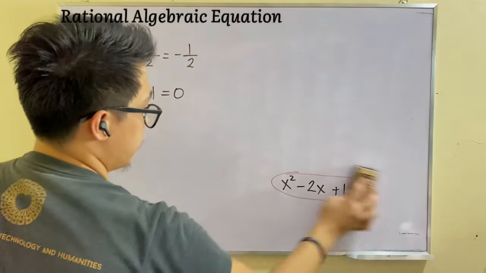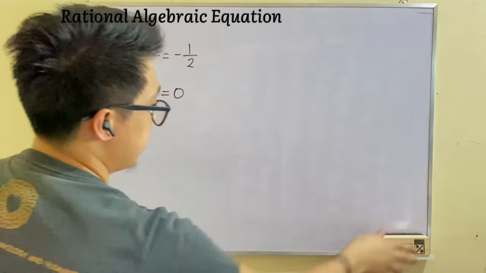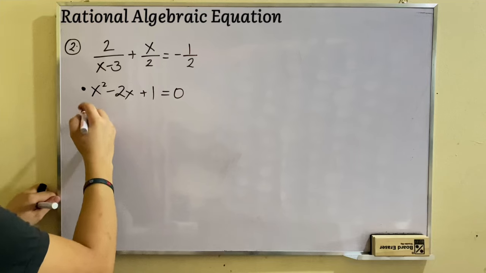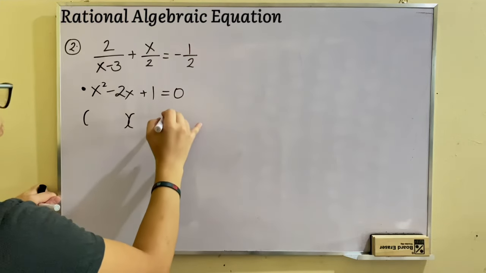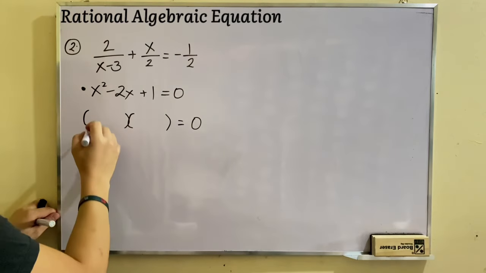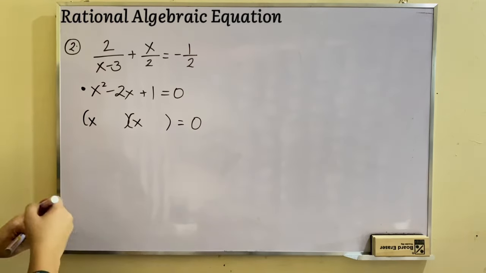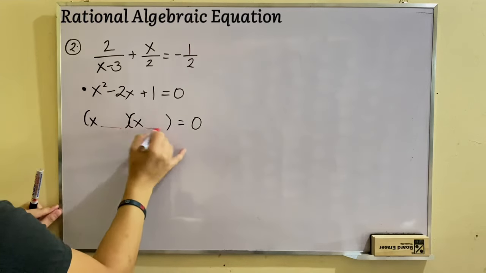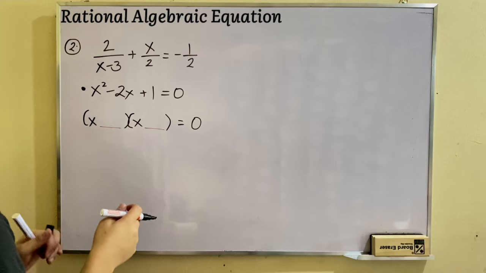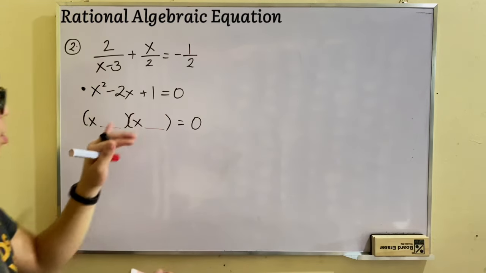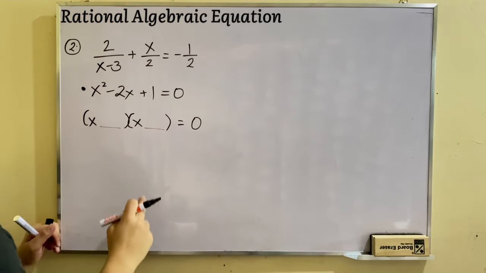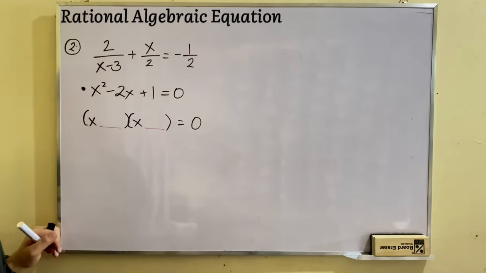So ito yung ating quadratic equation na hanapan ng roots. So this quadratic equation can be expressed as the product of two binomials which is equivalent to 0. So x squared, meron tayong dalawang x. And hahanapin natin itong second term ng each binomials. X squared minus 2x plus 1. So kailangan itong second terms ng binomial is factors of 1 when added is equal to negative 2.